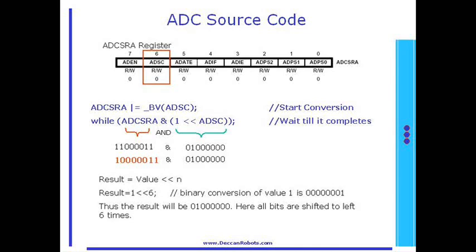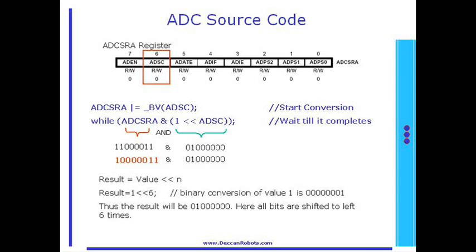Let's understand the right part first. The double less than sign indicates the left shift. The sign will shift the value 1 to the left by 6 bits, because ADSC is the 6th bit. This way the right part will result in a value as shown in binary format on your screen. This value will be compared with the left part value of ADCSRA.